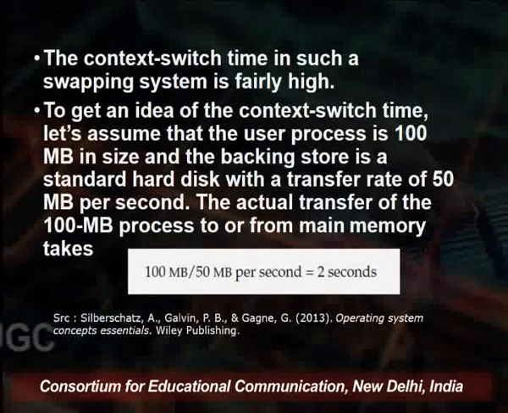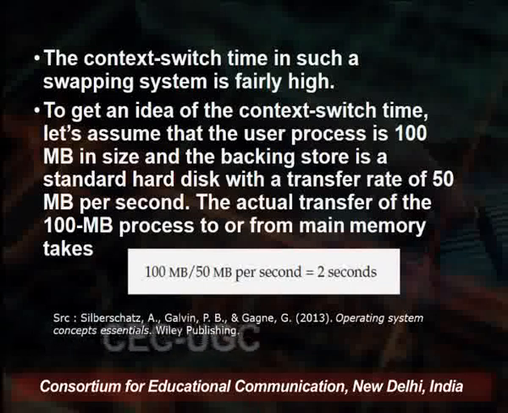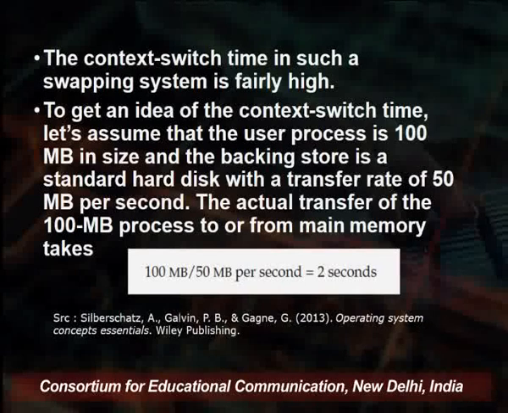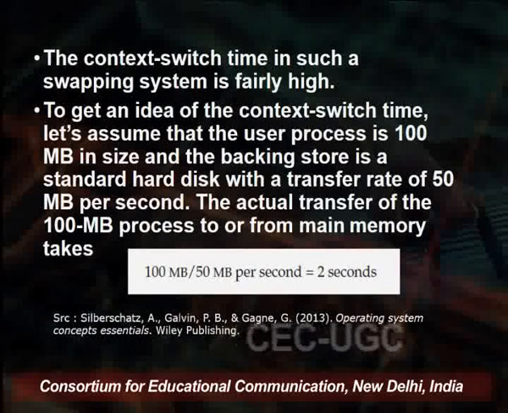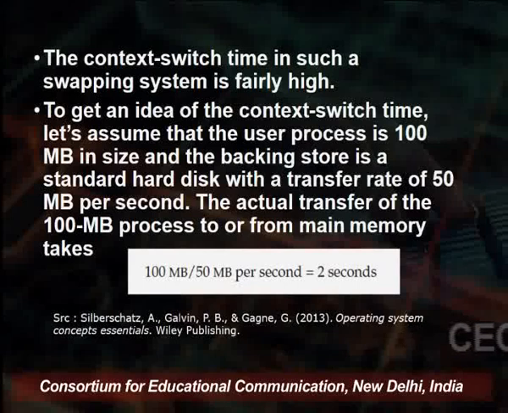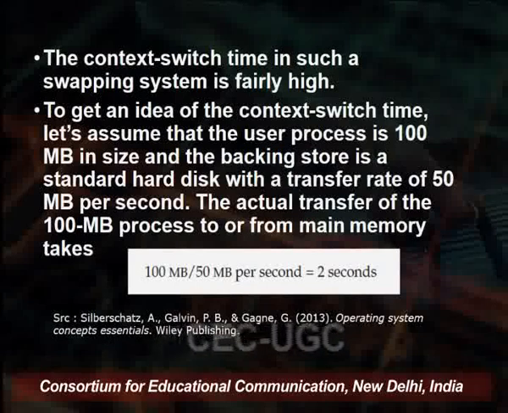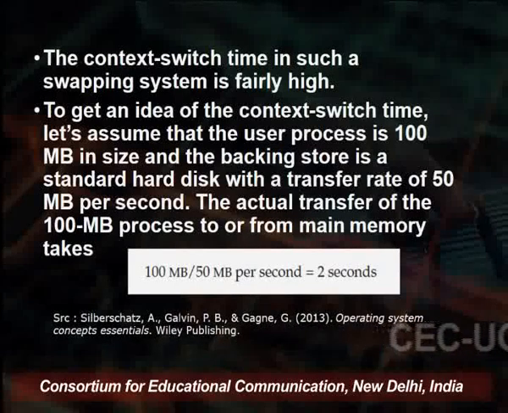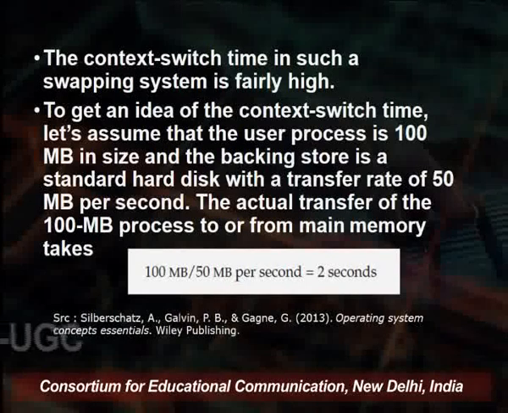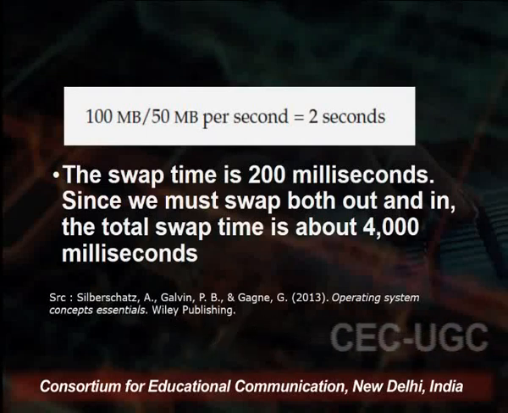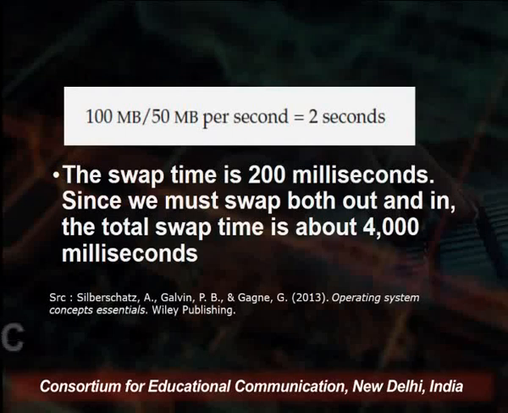Since it is a process of 100 MB, and the rate is 50 MB per second, it would require 2 seconds for the actual transfer of the 100 MB process to and from the memory. 2 seconds means swapping in, and then swapping out also, so in total it becomes 4 seconds. In milliseconds, that comes out to be 4000 milliseconds. Therefore, we can understand that so much precious CPU time is going in this swapping in and swapping out operation.